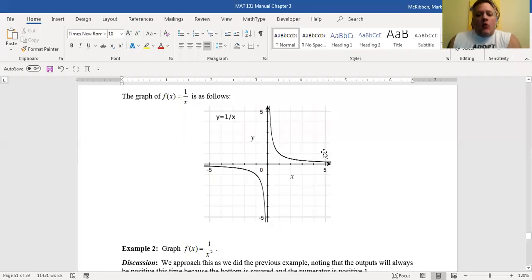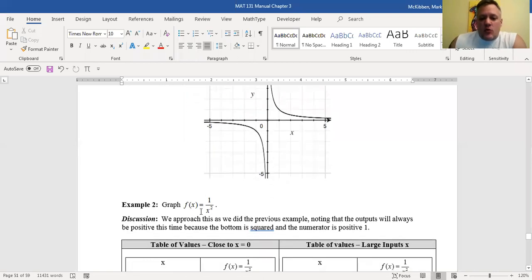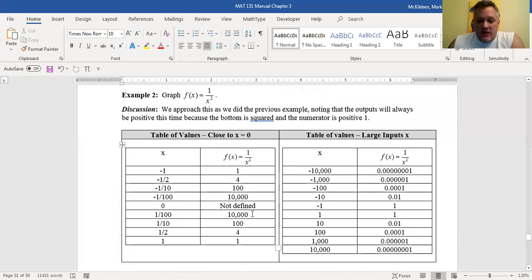All right, now what happens if you look at 1 over x squared? We approach it the exact same way as we did before. The only difference now is that values get larger quicker in the bottom, and you no longer have negative outputs, because you're squaring a negative input. And so the tables look very similar to each other. It's just that now, instead of these guys being negative, they're positive, and same way over here.